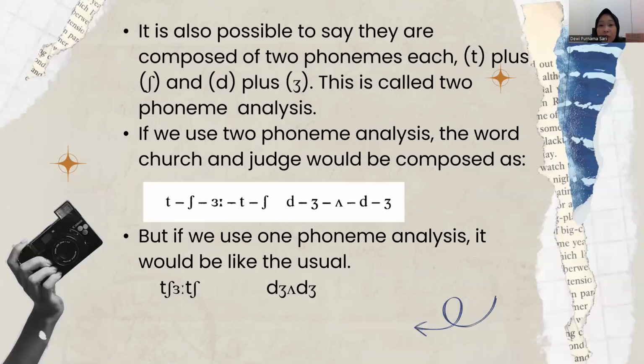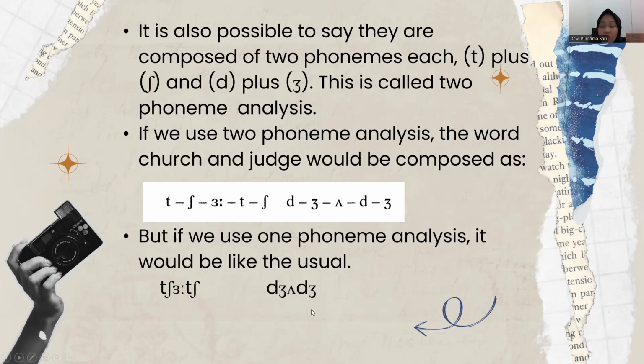And it's also possible to say that they are composed of two phonemes each, right? T plus sh and d plus j. This is called two phoneme analysis. If we use two phoneme analysis, the words church and judge would be composed like this: church and judge. But if we use one phoneme analysis, it would be the usual ch, the same.